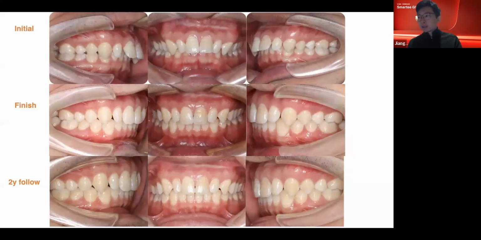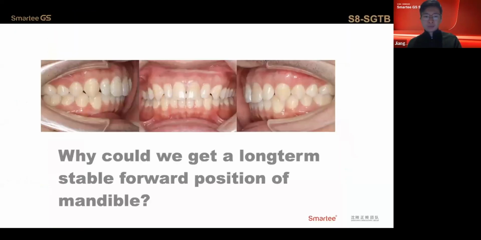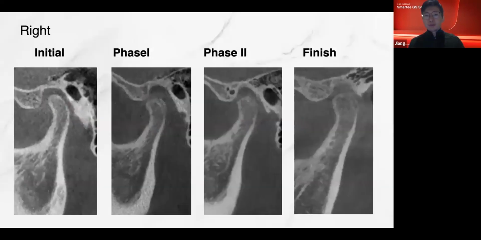So let's go to the final question. Why could we get a long-term stable forward position of the mandible? Let's take a look at the CBCT inspection of the condyle. We can see that there are some differences in these 4 photos. They were taken at initial, the finish of phase 1, the end of phase 2, and the final finish. We can see that the shape of the condyle is changing. We can see that there are 2 outlines of the cortical bone of the condyle.